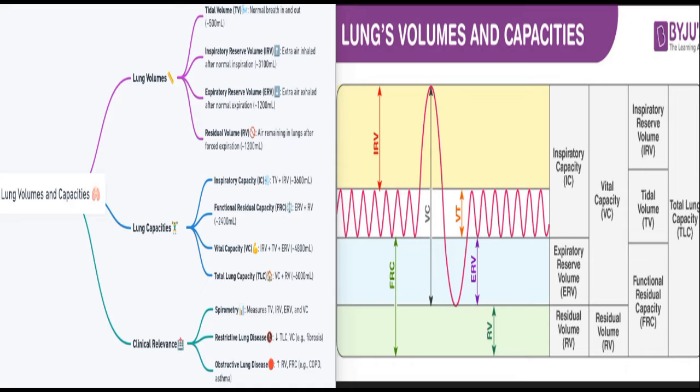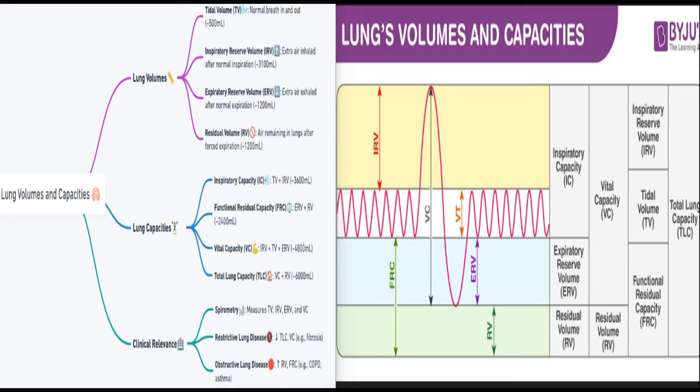So the techniques for measuring residual volume, functional residual capacity, or total lung capacity are the helium dilution method, the nitrogen washout method, and the body box plethysmography, which applies Boyle's law. Okay, so those are the three that we use since spirometry cannot measure residual volume. That's what we use.